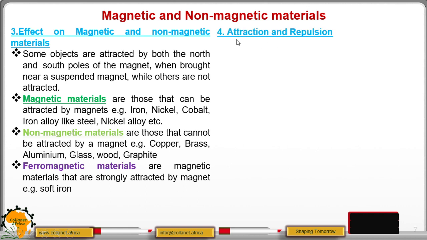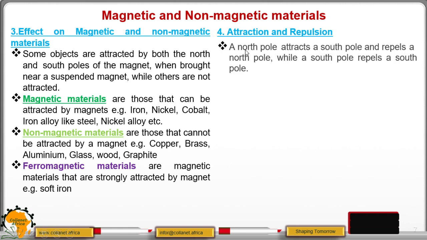Then the fourth property, we have attraction and repulsion. Now, a north pole attracts a south pole. And when we have north and south, we call them unlike poles because they are not similar. Therefore, they are unlike poles. And a north pole repels a north pole. So if you have a north pole and then you bring it closer to another north pole, you find that there will be repulsion.